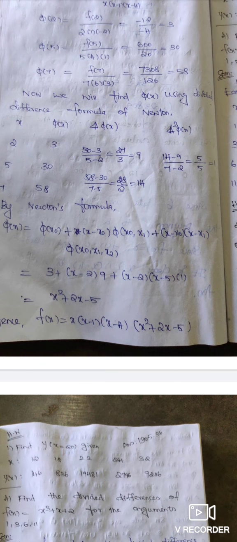So now we apply Newton's formula. Pi of x is equal to pi of x naught plus x minus x naught into pi of x naught comma x1 plus x minus x naught into x minus x1 into pi of x naught, x1, x2. So pi of x naught is 3. So 3 plus x minus 2 into pi of x naught comma x1, whose value is 9. So 9 plus x minus 2, x minus 5 into 1. So we get x square plus 2x minus 5. So the pi of x value is x square plus 2x minus 5.